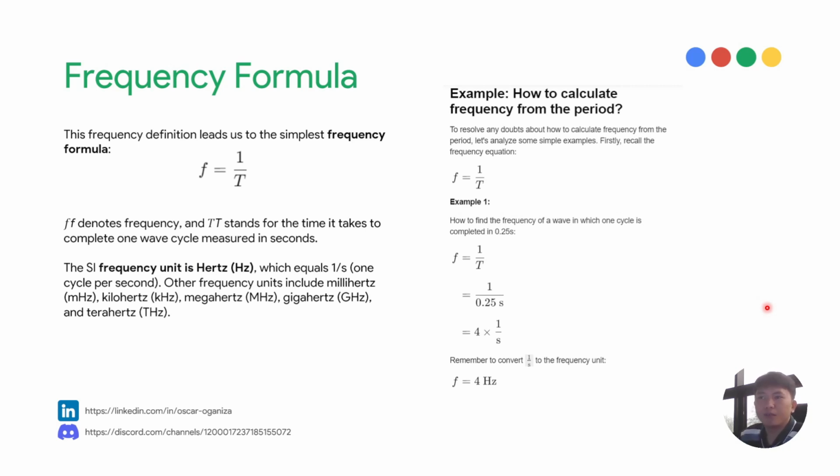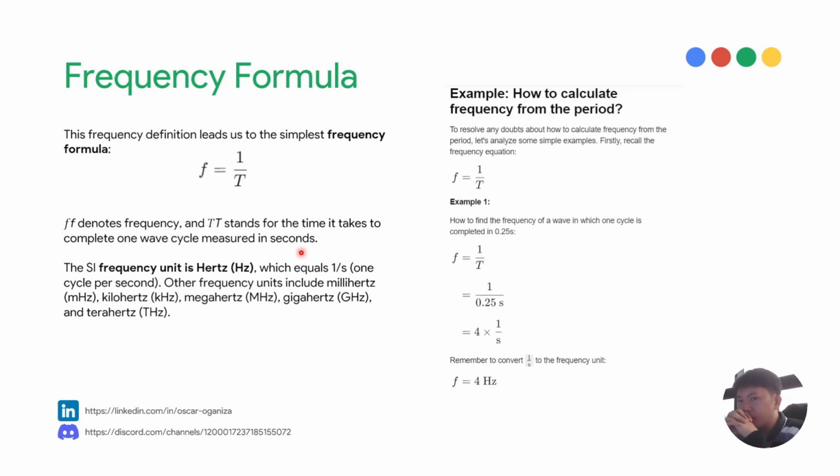So this is the formula for frequency. Frequency is equal to 1 over t, or time. F denotes frequency and t stands for the time it takes to complete one wave cycle, measured in seconds. For time, we have microseconds, seconds, hours, right? Years, we have those as well. So from years, you convert it into months, months into days, days into hours, hours into seconds. So that's how time is being measured. But again, for frequency, we use seconds.